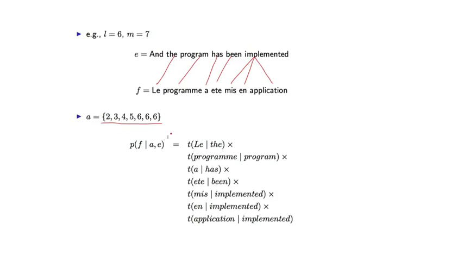Then in this particular case, sorry, this should also be conditioning on m, which is 7 in this case. So in this particular case, the probability of seeing this particular French sentence conditioned on E and the alignment is a product of t terms. And notice I have one t term for each French word. So we have one t term for each of these 7 French words, and at each point we condition on the English word we're aligned to. So le is aligned to the, for example, program is aligned to program, and so on and so on.